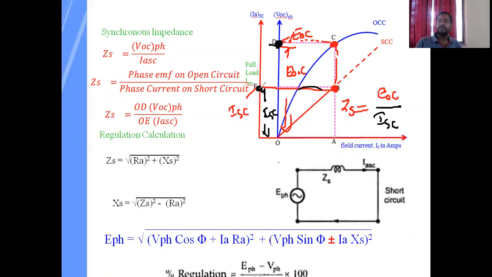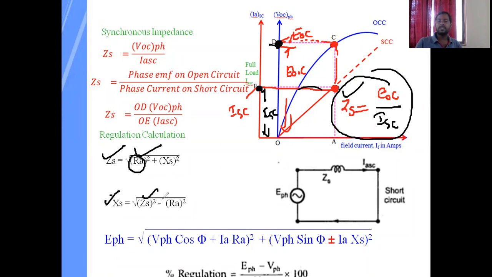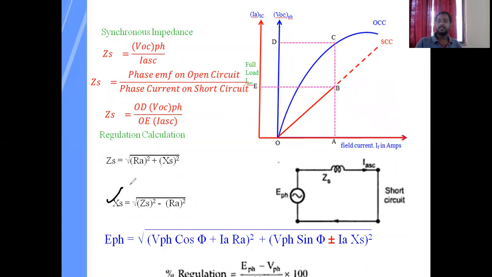We need to measure from this ISC graph. So by using these values, we can find the ZS. So if you know the ZS, we already found this RA. RA also we know, but finally we found this XS by using ZS and RA values. So if you know this ZS XS, we can find this E phase easily. And if you know the E phase, we can find the voltage regulation.